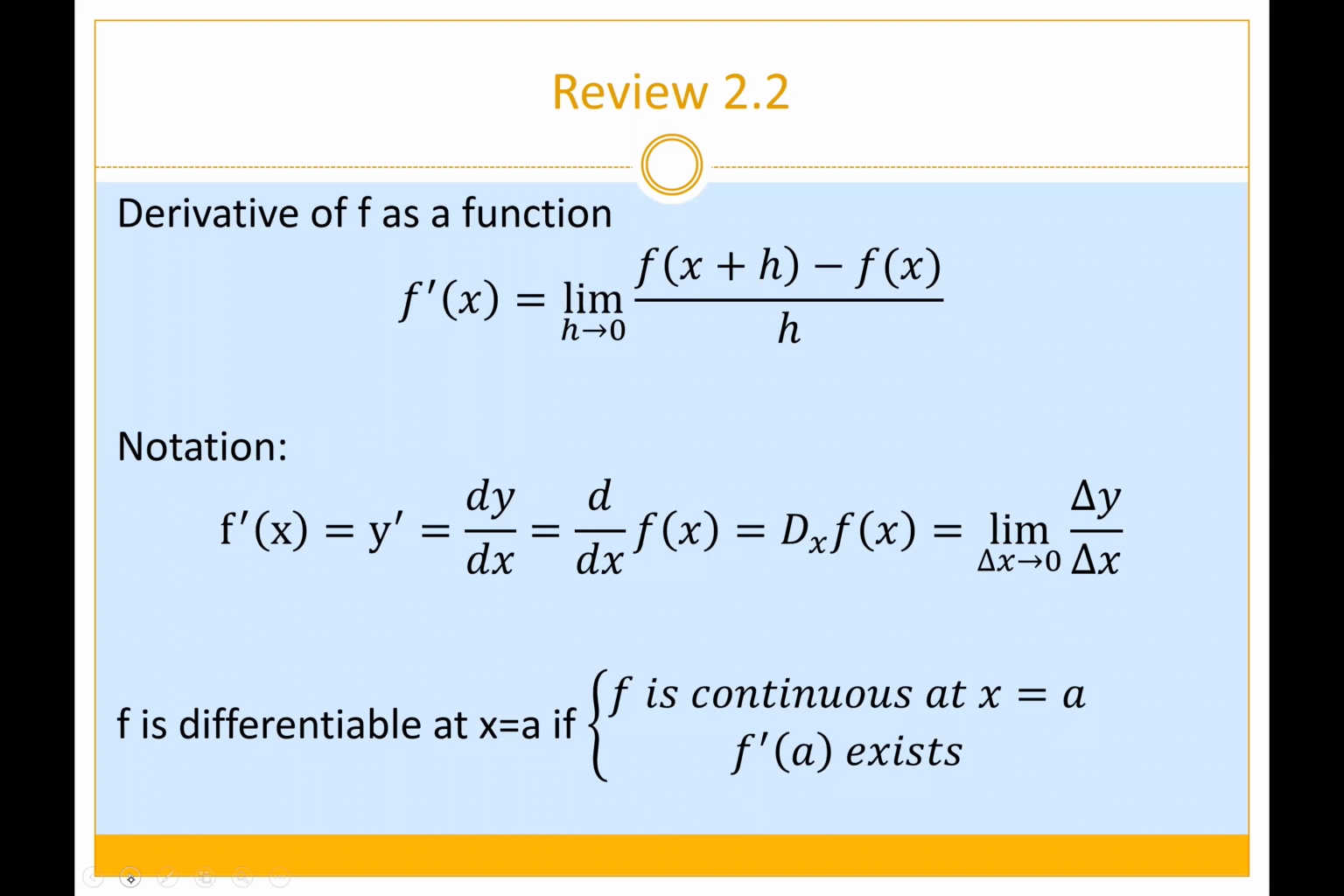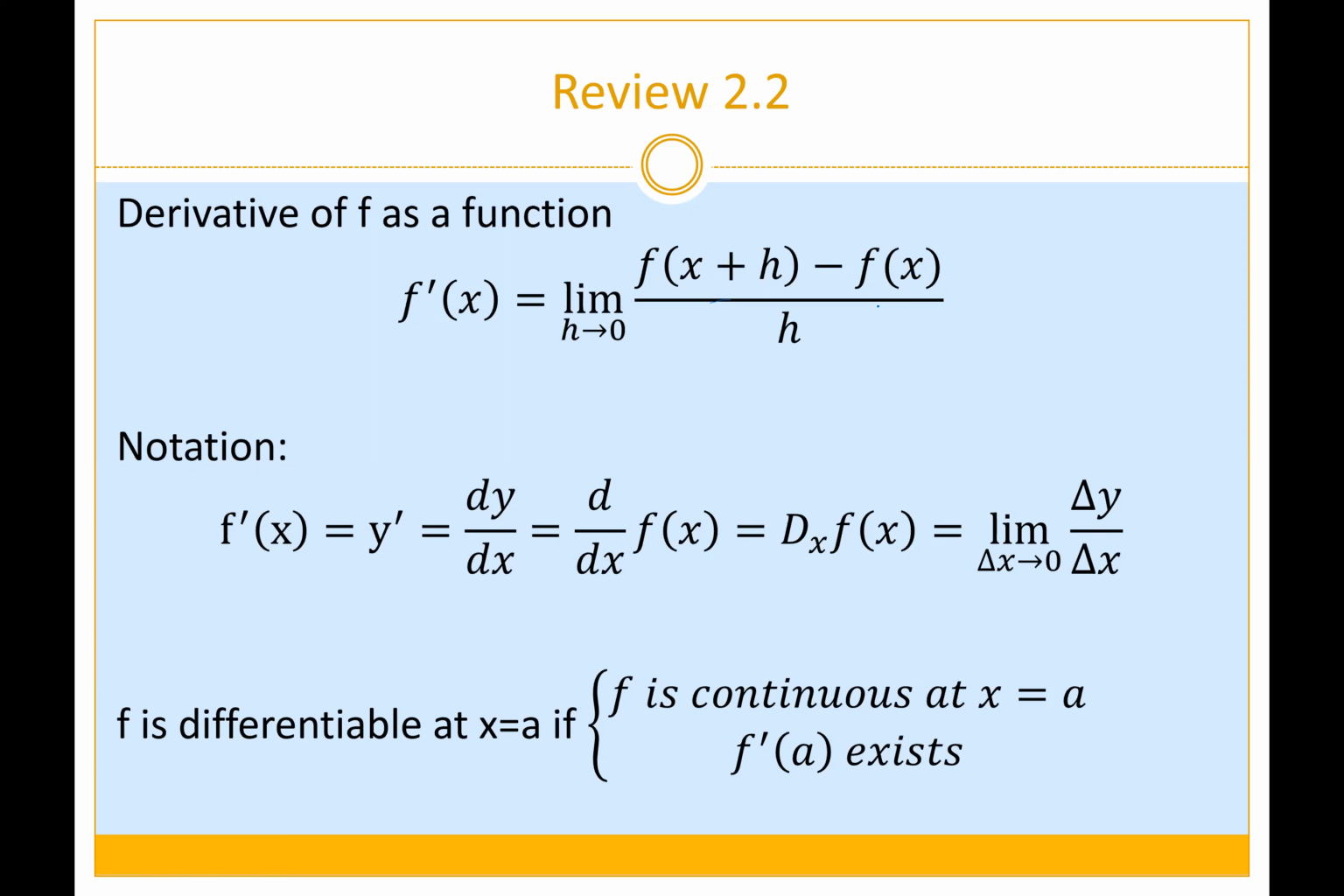So 2.2. Section 2.2 makes the concept of the derivative a little bit more general, when it's categorized as a function instead of just evaluating it at a point. So we have the derivative of f as a function, defined as f prime of x equals the limit as h approaches 0 of f(x plus h) minus f(x), divided by h.